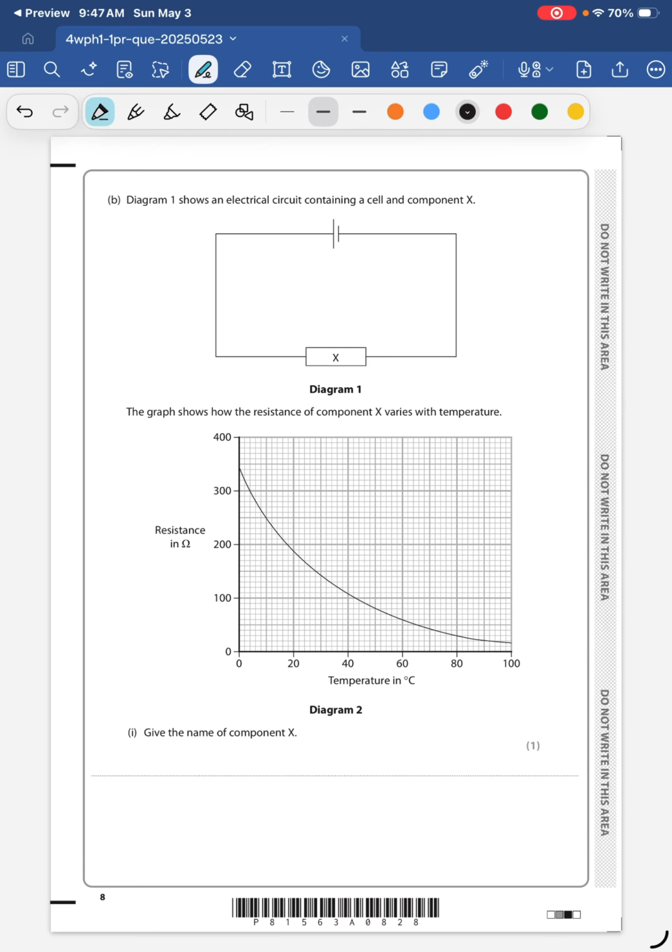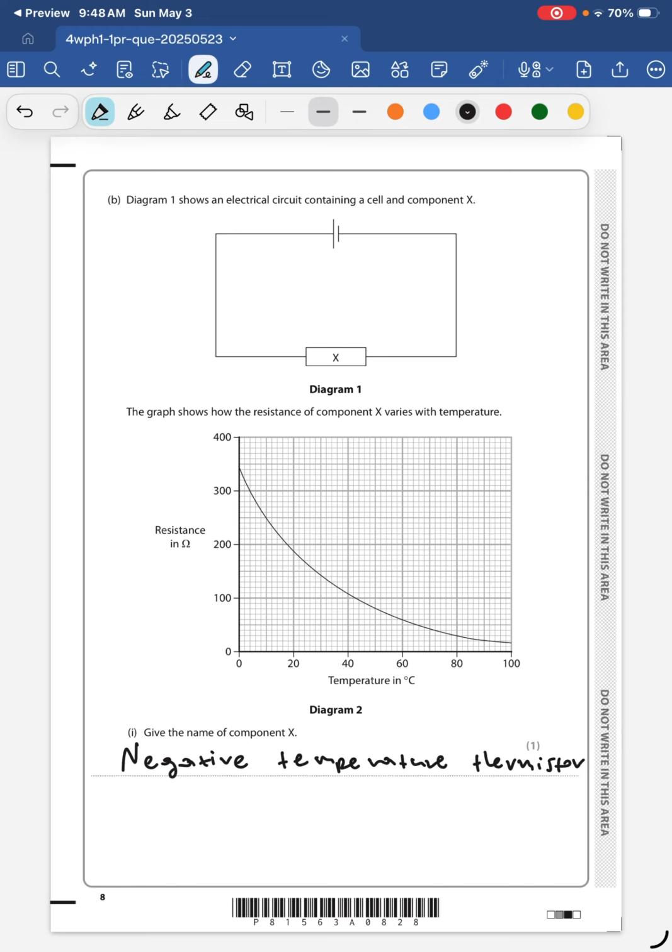Diagram 1 shows an electrical circuit containing a cell and component X. The graph shows how the resistance of component X varies with temperature, give the name of component X. So this is a negative temperature thermistor, okay? Negative temperature thermistor. And it has an acronym. Is it an NTC? I don't remember.